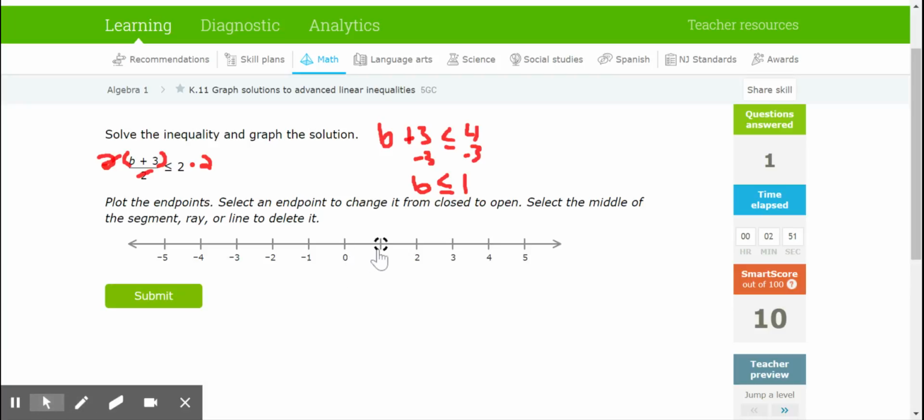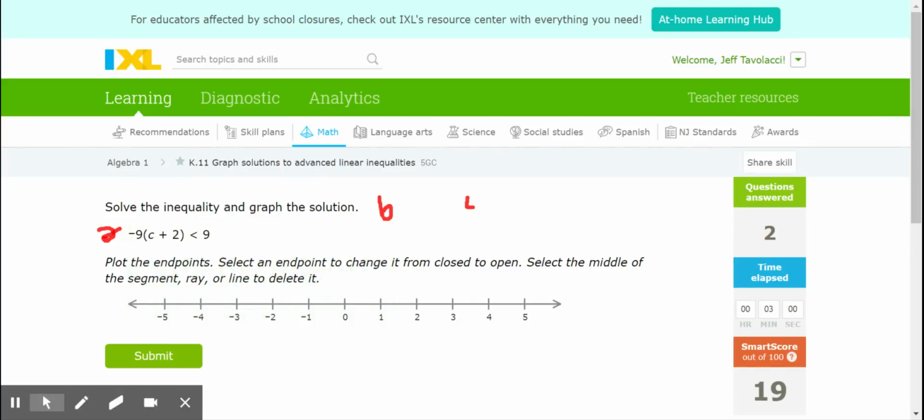So we'll go to positive 1. That's our boundary. We actually want to include it because it's equal to, and we want every value that is less than that as well. So all the way to negative infinity.